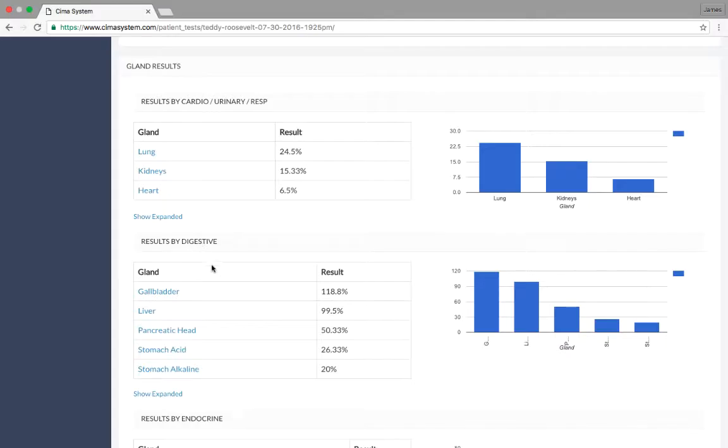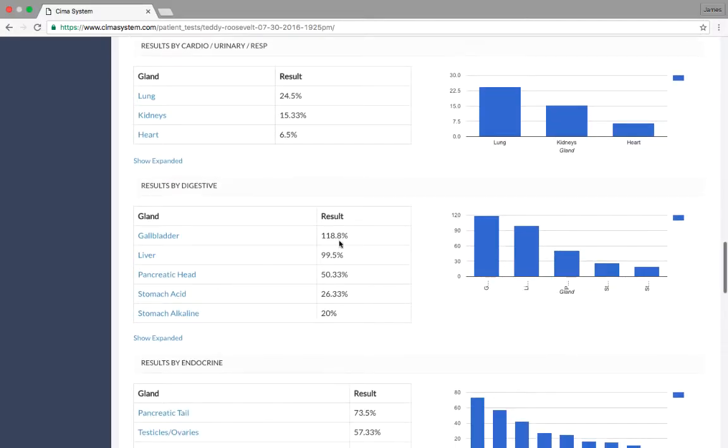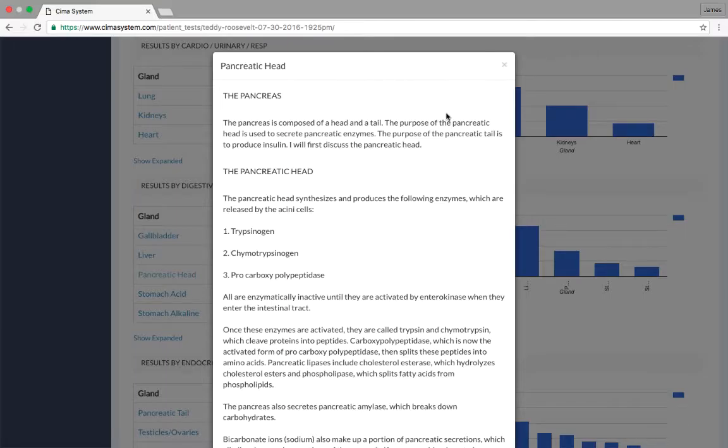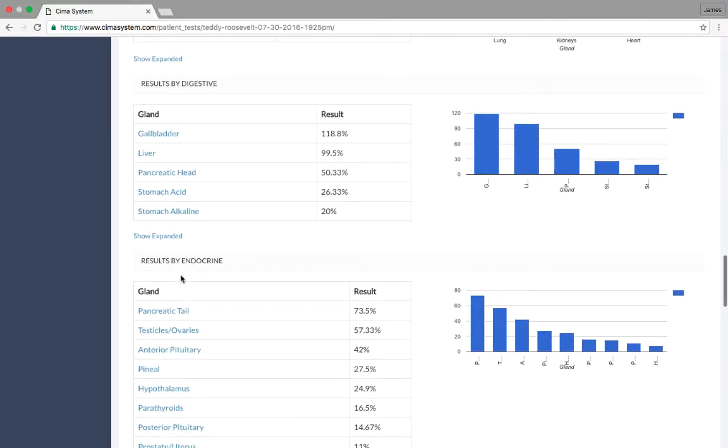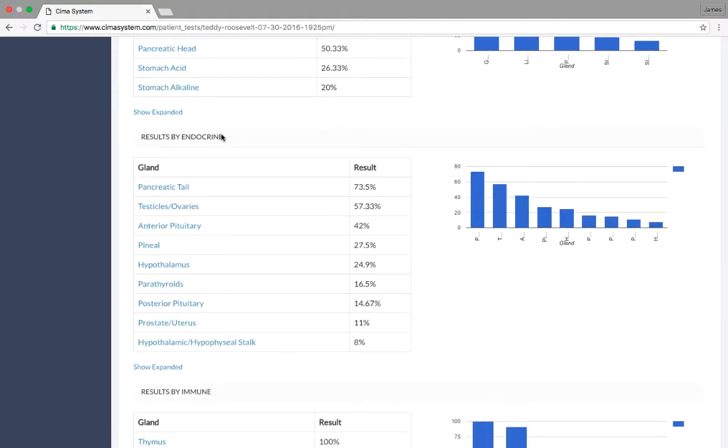Now, if you look at the digestive situation, the gallbladder is extremely high, liver is extremely high, and the pancreatic head is extremely high. Now, if you're not sure what each one of these glands or organs do, just click on it. And you get a whole snapshot of an explanation of what this particular gland or organ does. And then you can start to see, oh, wow, the gallbladder, the liver, the pancreas, they all enter into that same area. There's a lot of issues going on here. This could basically set the stage for some kind of pancreatic cancer or some kind of liver gallbladder problem, and so on and so forth. Now, as you scroll down, you can see results by endocrine, the whole endocrine system.